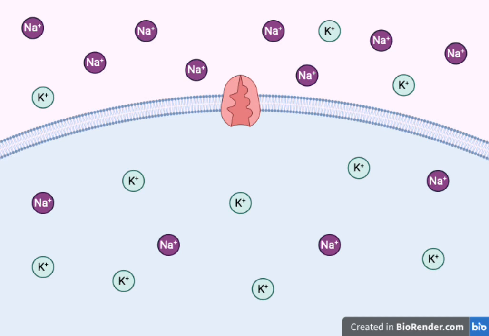Now that the neuron is at rest, let's see how it sends a signal. When the neuron receives a strong enough stimulus, the membrane potential reaches negative 55 millivolts. This is known as the threshold.